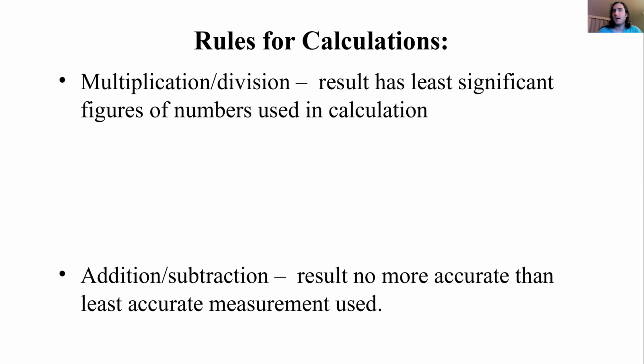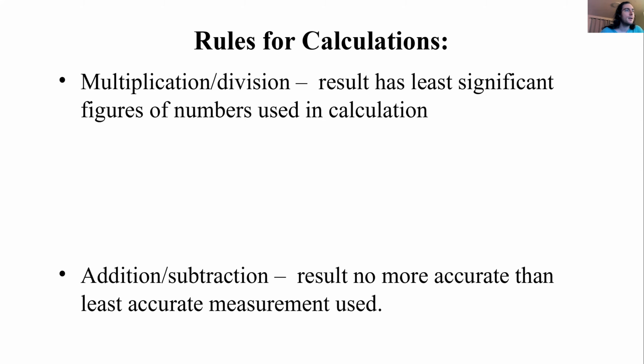essentially when you're doing calculations with numbers, just make sure your result has the lowest number of significant figures of all the measurements that you used in your calculations. So for multiplication and division, the result should have the least significant figures of the numbers that you used. So if you multiply a couple numbers with 3 significant figures, and then multiply all of those by a number that has 2 significant figures, then your result should have 2 significant figures, okay?